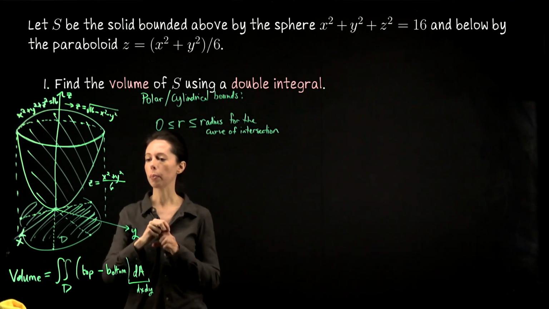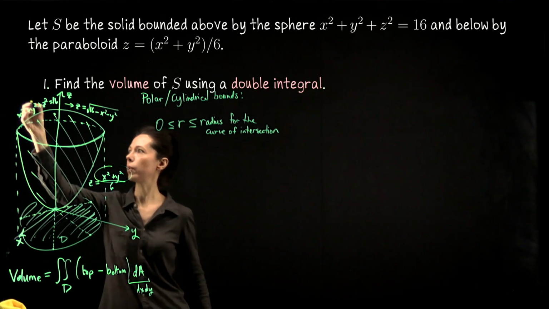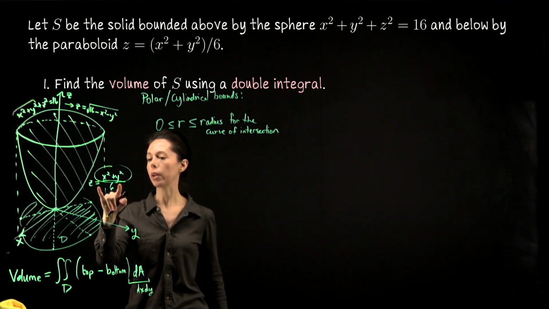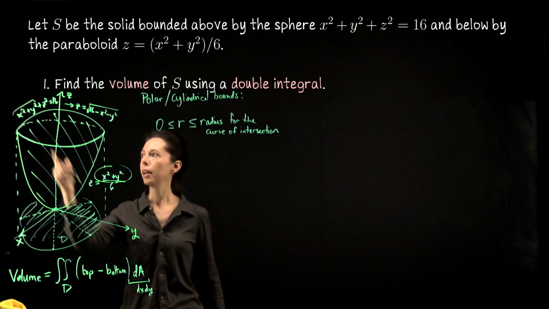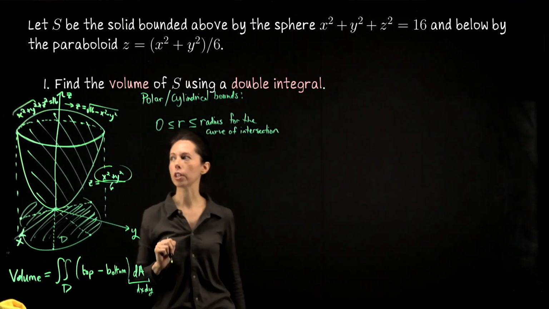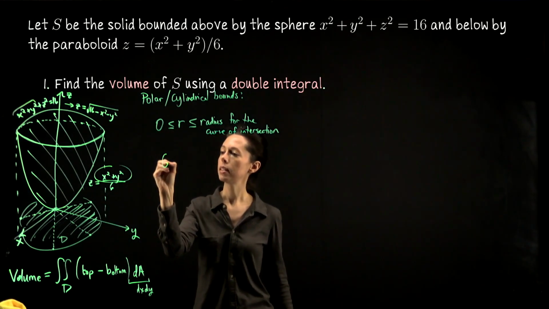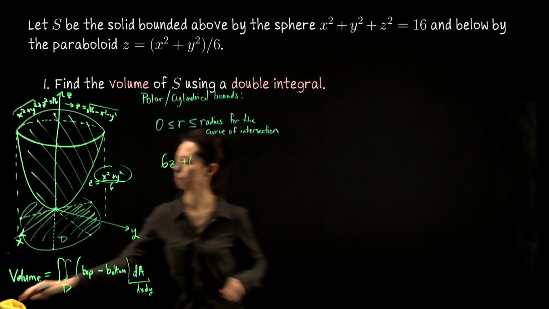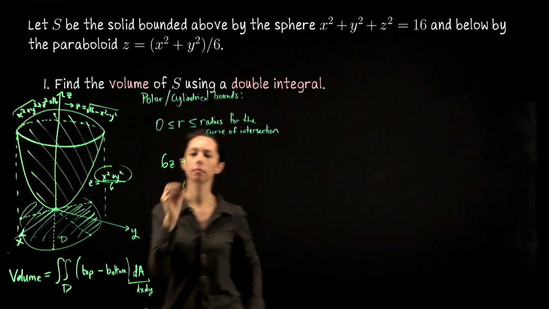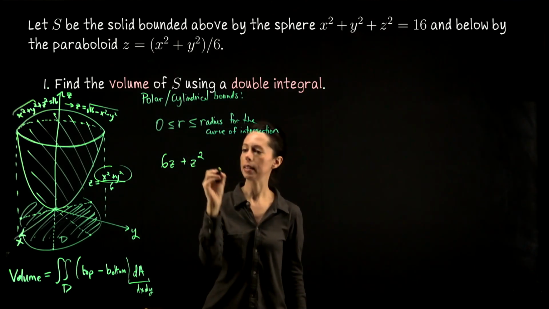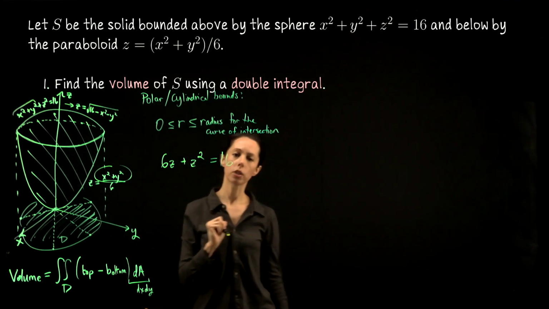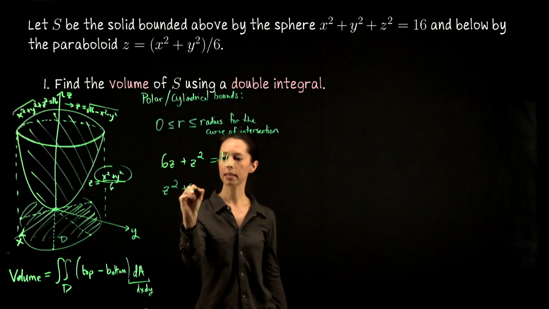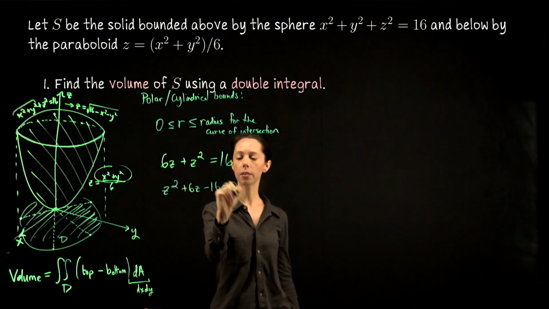Since I see the x squared plus y squared quantity here in this numerator, and then we also have it here, what I'm going to do is solve for x squared plus y squared in this equation, say it's equal to 6z, and then substitute that into the sphere equation. That's going to give us 6z plus z squared equals 16. This is a quadratic equation for z, so we can rearrange it.